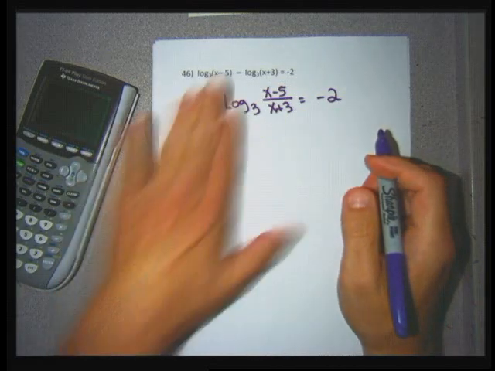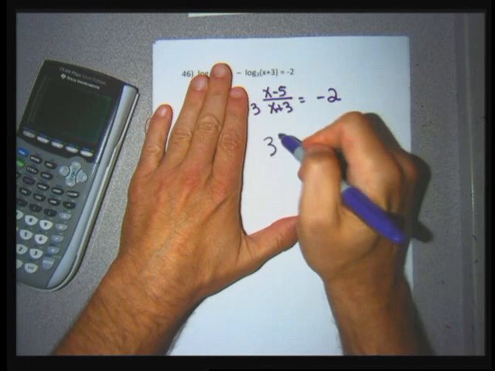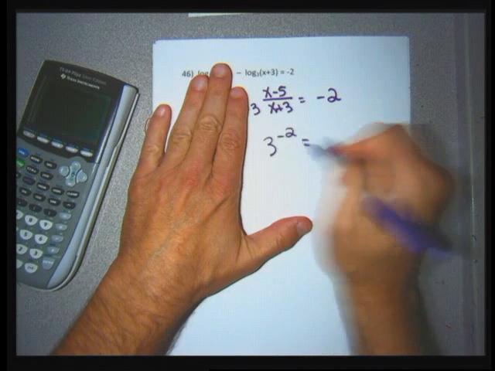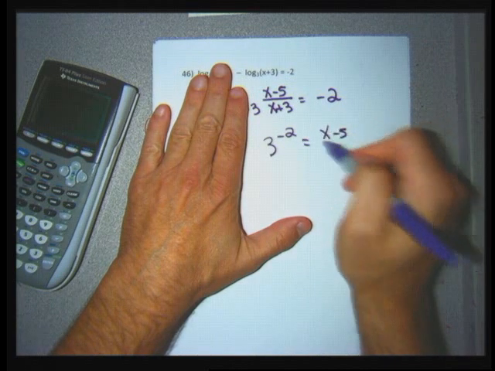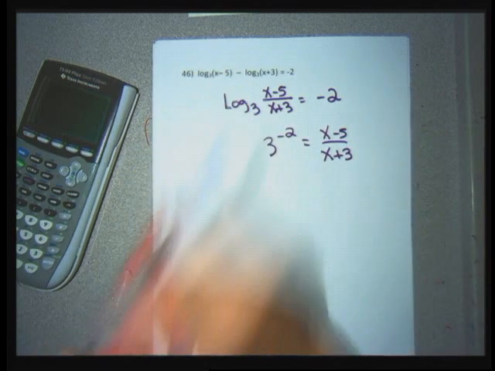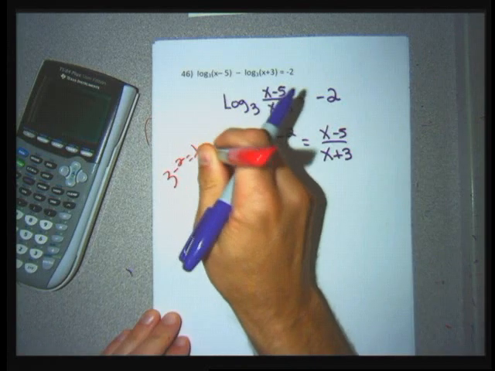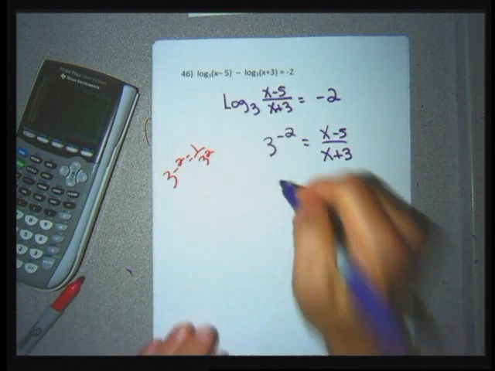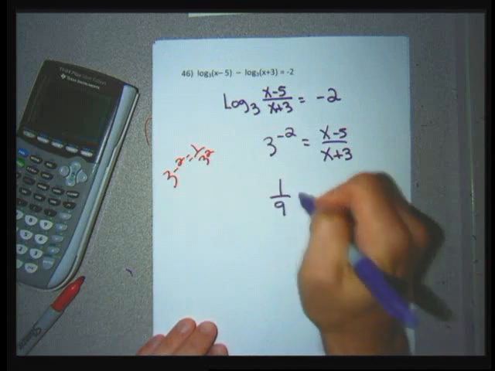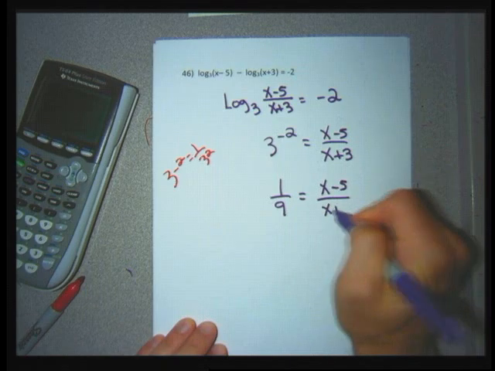Now I'm going to write this without the logarithm. I scratch out the logarithm. The 3 that was low is going to stay low. I'm going to switch the -2 and the x minus 5 over x plus 3. 3 to the -2 power is 1 over 3 squared, and 1 over 3 squared is 1/9. So I can write this as 1/9 equals x minus 5 over x plus 3.